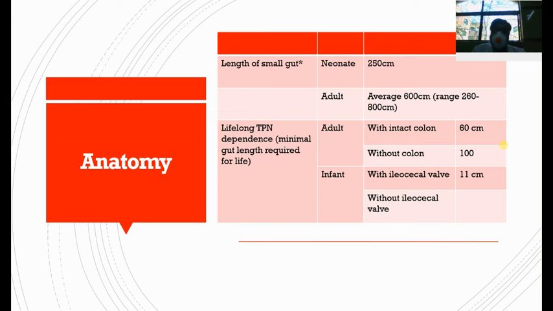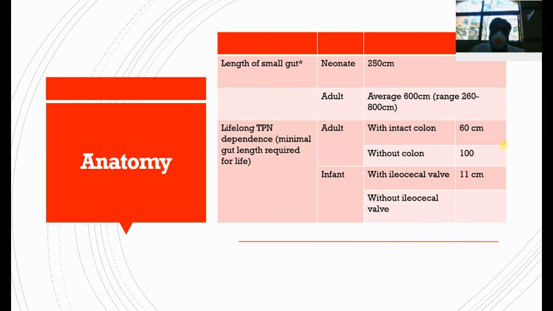So, what is the length to be defined as short bowel syndrome? In neonates, it is 250 centimeters. In adults, the average length is 600 centimeters. The range is 260 to 800 centimeters.